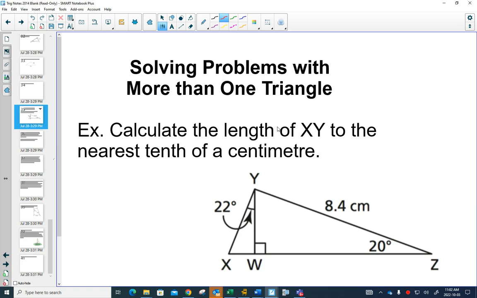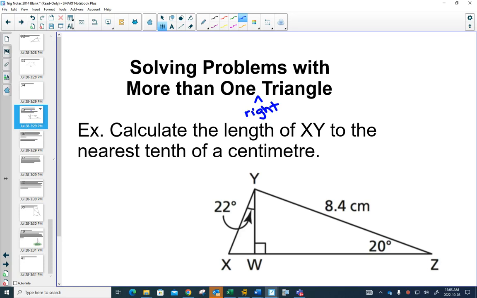Okay, so the last section that we look at is solving problems with more than one triangle. I'm going to add the word right triangle here, because you can only use SOHCAHTOA and you can only use a squared plus b squared equals c squared if the triangles have a 90-degree angle. Okay?